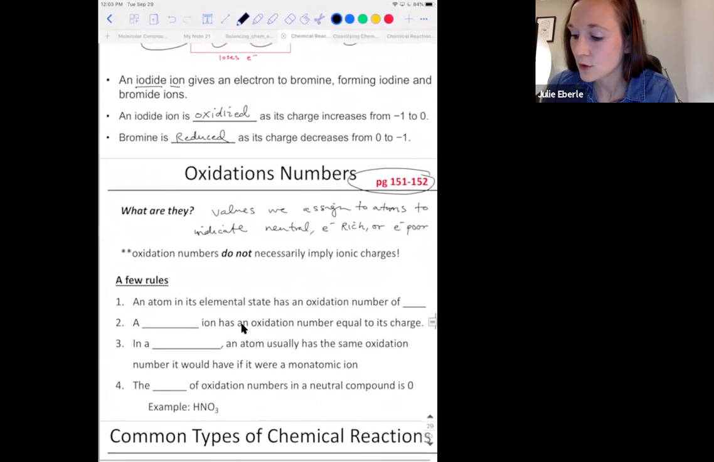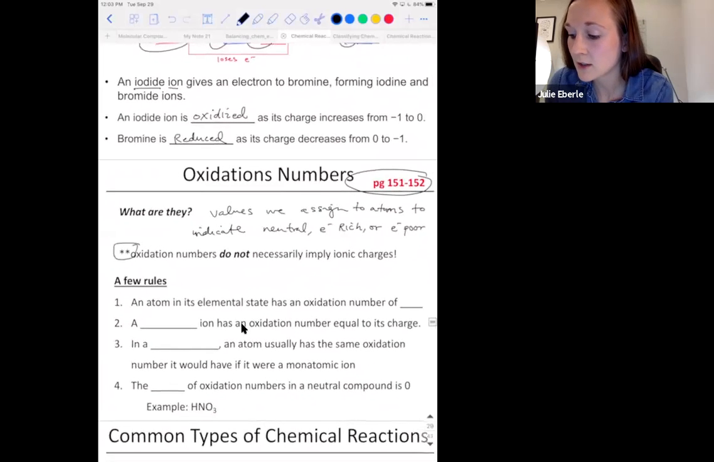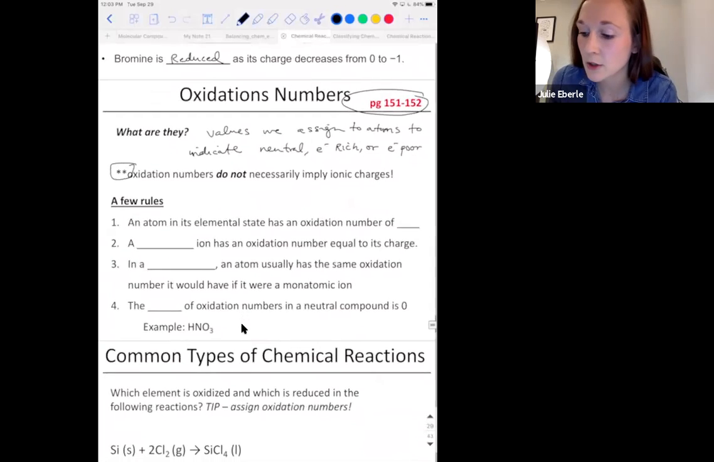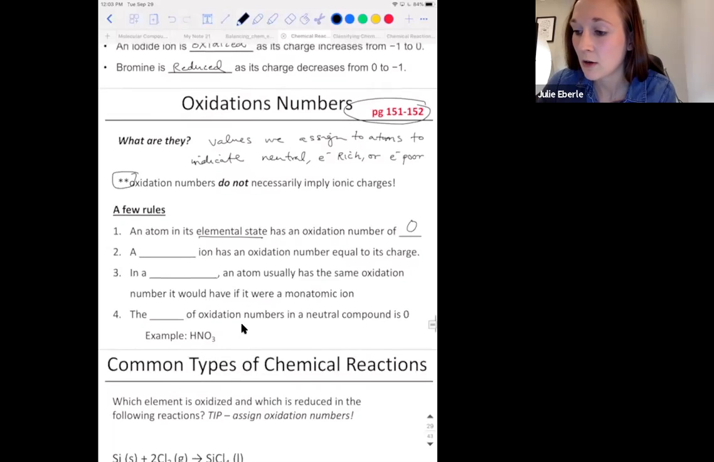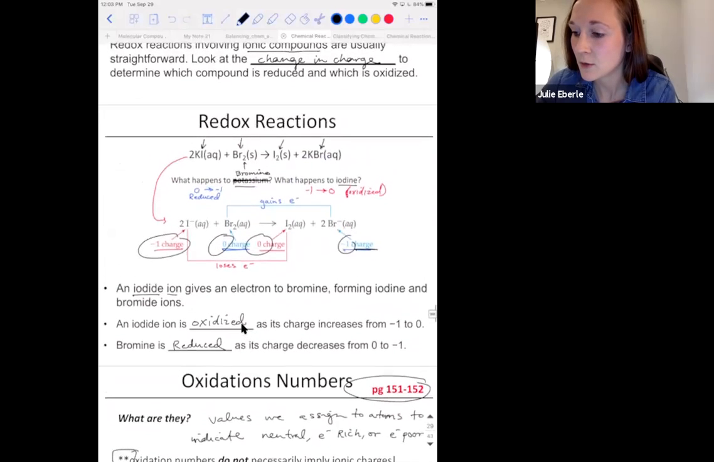So here's the rules. And by the way, oxidation numbers do not always necessarily imply an ionic charge, but they are similar in a lot of cases. So here's what you maybe have just learned from the past 2 reactions we just talked about. An atom in its elemental state, when it's by itself, will always have an oxidation number of 0, okay?